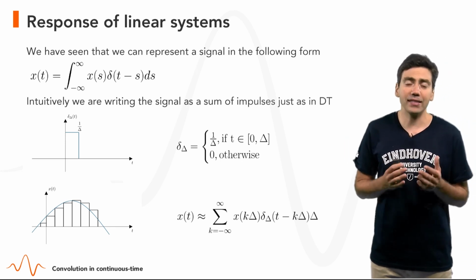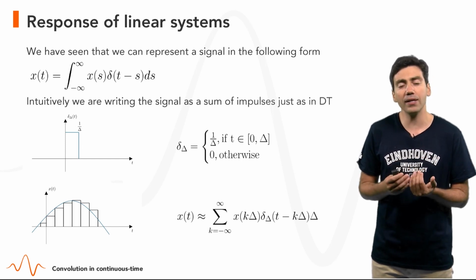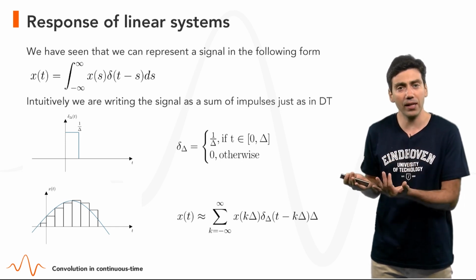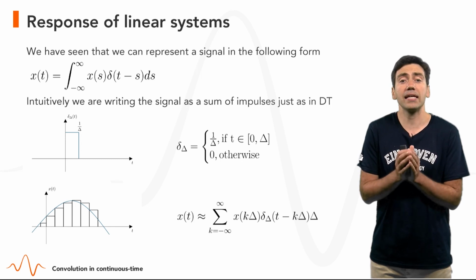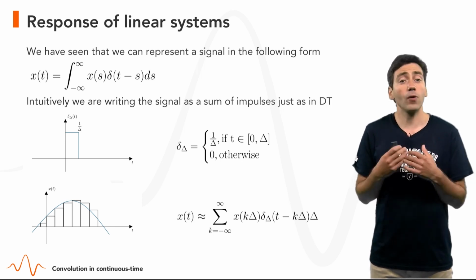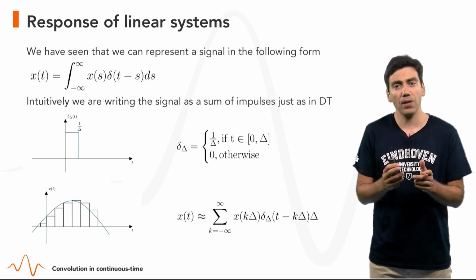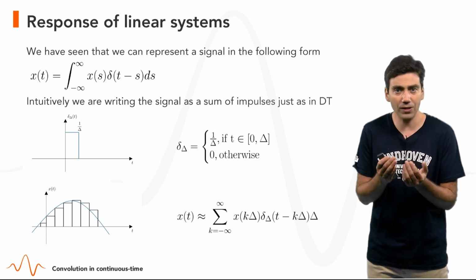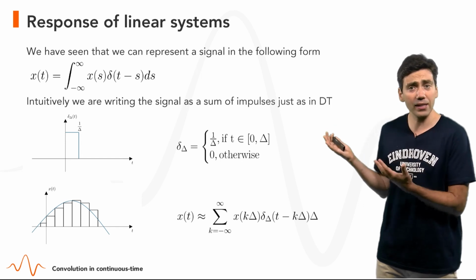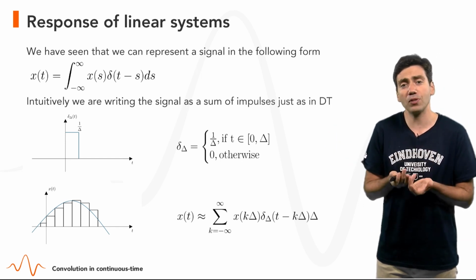These rectangular functions have a height 1 over capital Delta, and since they multiply x of k times capital Delta, the resulting product has a height of x of k capital Delta. So for any continuous signal, I can always take some evenly spaced samples, multiply by one of these rectangular functions with constant height capital Delta, and obtain something like this. And if we let capital Delta go to 0, then this approximation will be more and more accurate.